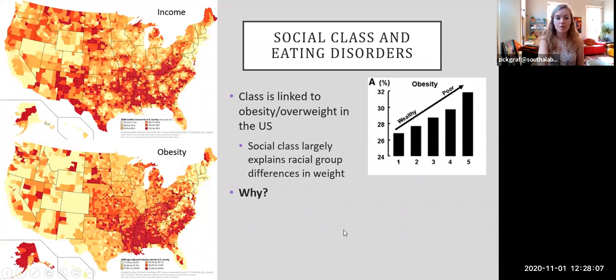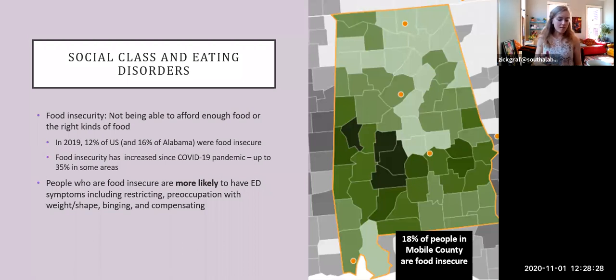Research also shows that social class is linked to obesity and overweight in the United States. In fact, differences in social class and the intersection of race and income largely explain racial and ethnic differences in overweight and obesity. So why is this? Why does social class relate so strongly to weight and obesity? One important thing to think about is food insecurity, which is defined as not being able to afford enough food or the right kinds of food to maintain a healthy lifestyle.